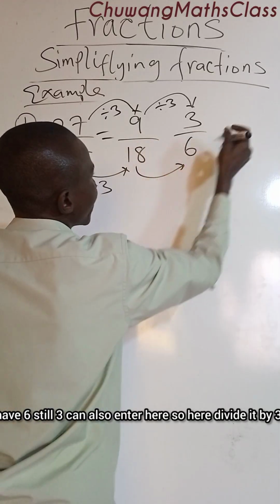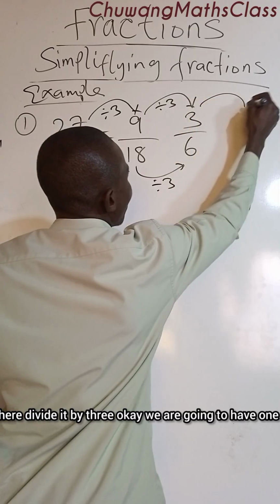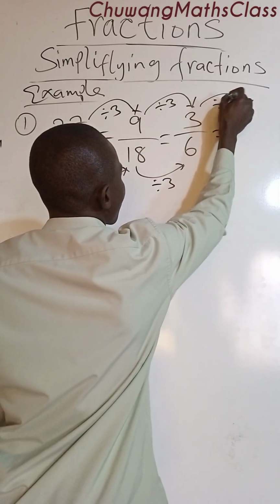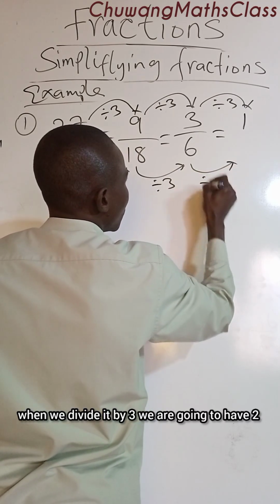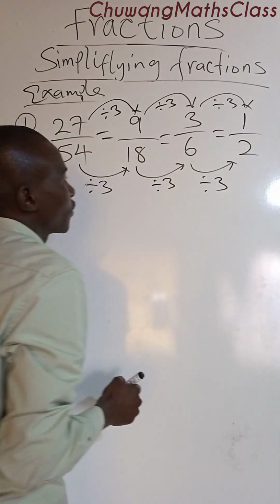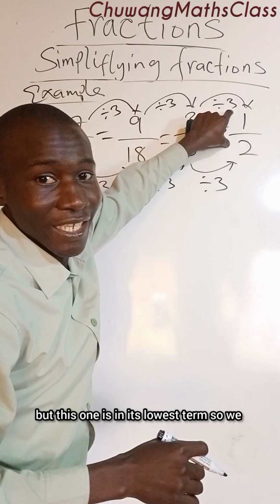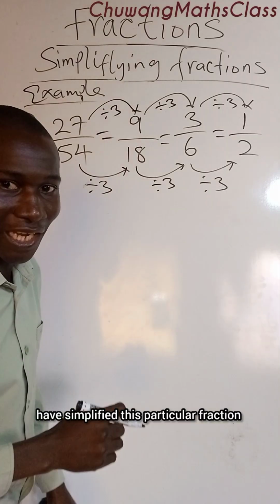Still 3 can also enter here, so here divided by 3, here divided by 3. Okay, we are going to have 1. Here when we divide it by 3, we are going to have 2. Okay, so this is an equivalent fraction to this one, but this one is in its lowest term, so we have simplified this particular fraction.